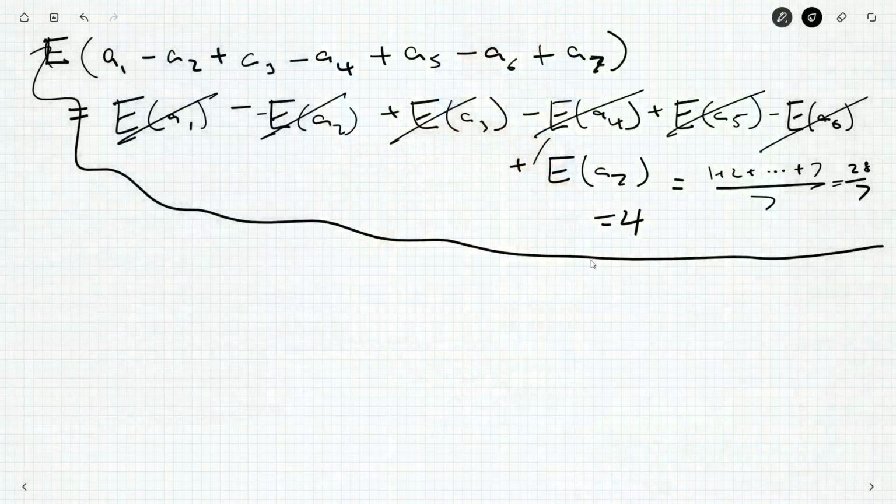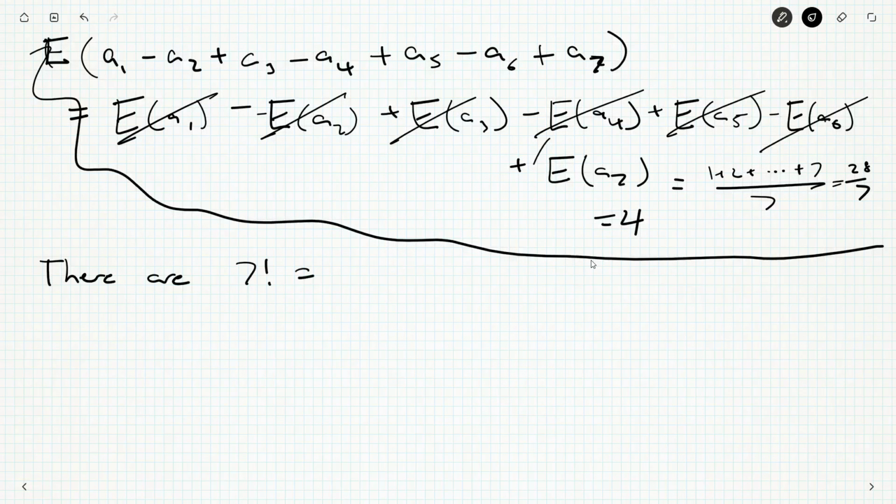Let's see if we can get the answer slightly more properly. All right, so there are 7 factorial, which is just 7 times 6 times 5 times 4, and so on, all the way down to times 2 times 1, which is 5,040 permutations.